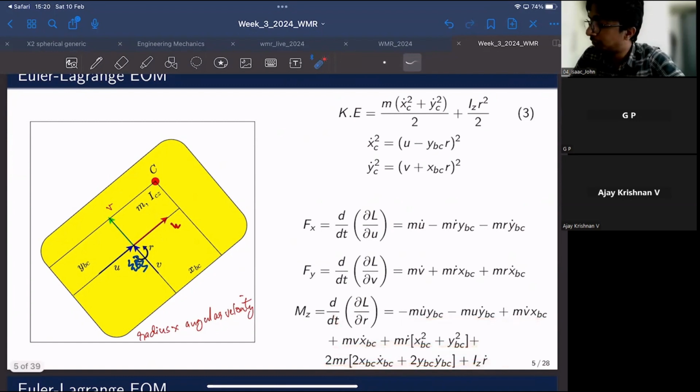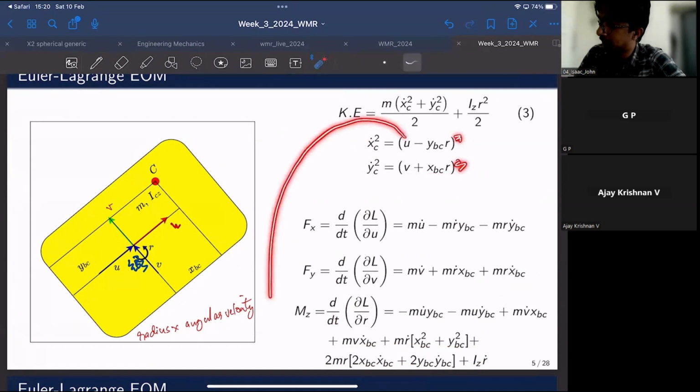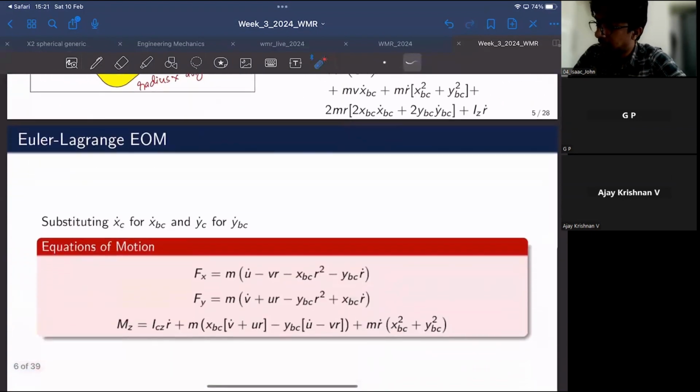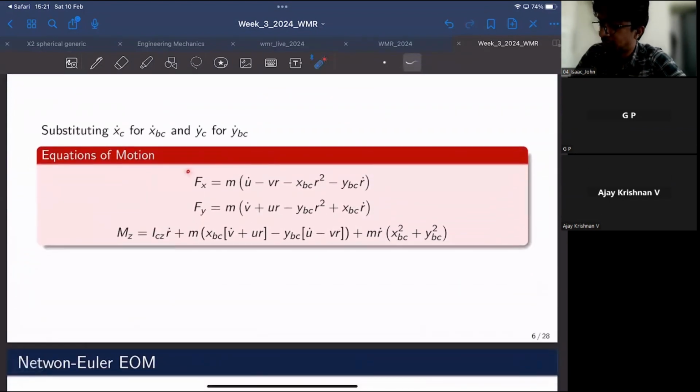Right? And again, you will have some sort of a recurrence, because, as you can see, you have this xbc dot term here, and you also have this ybc dot term here. So what you have to do is substitute these terms, not exactly this, it will be without these squares. You will have to further substitute wherever you find xbc and ybc, which would result in the final equations of motion. Fx would be so and so, Fy would be so and so, and Mz would be so and so.